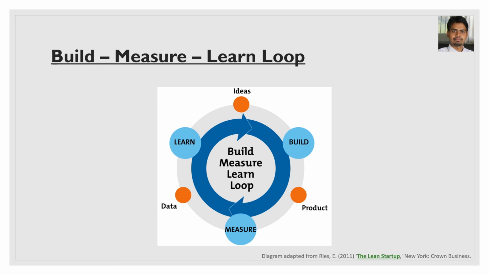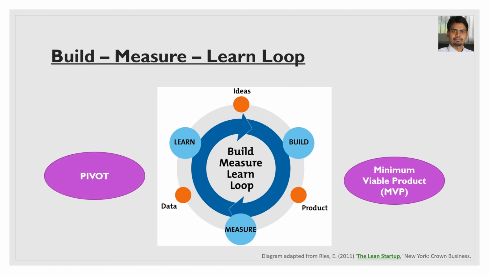There are two critical aspects of this build, measure and learn loop, which are minimum viable product as well as pivot. What is minimum viable product? Minimum viable product is the basic product which you are building, which you can show to your customers. Now if you go ahead and ask a potential customer, what do you think about this, it is very difficult for a customer to actually visualize a certain product or offering which you are talking about.